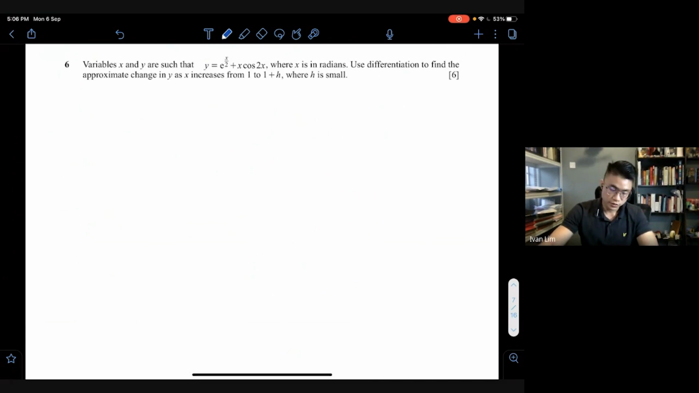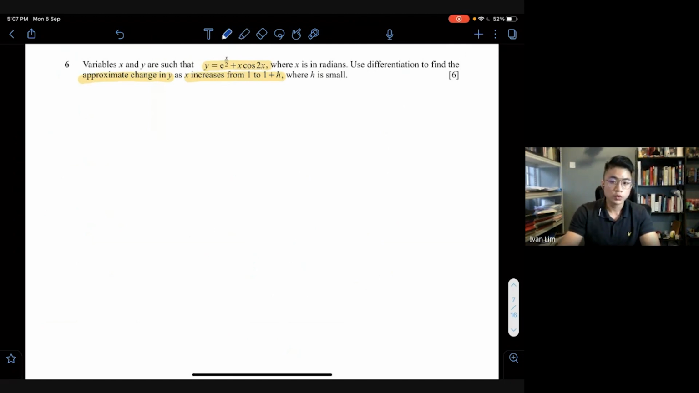Question 6. Variables x and y are such that y equals e to the power x over 2 plus x cos 2x, where x is in radians. Use differentiation to find the approximate change in y as x increases from 1 to 1 plus h. Okay, so this is a small change and approximation kind of question, right?